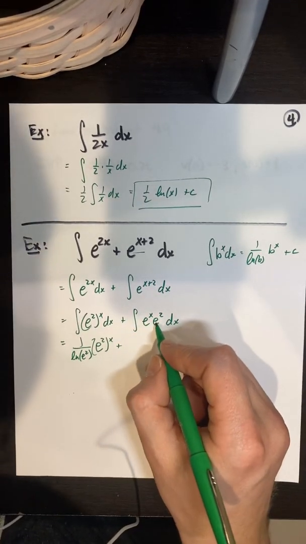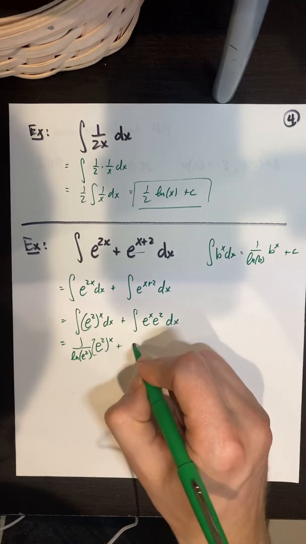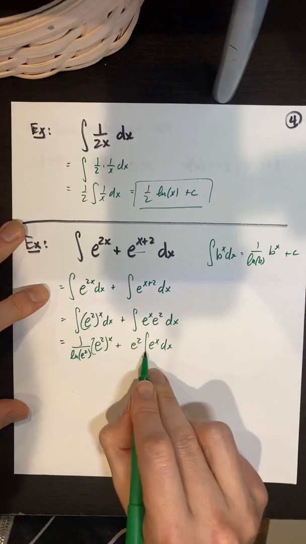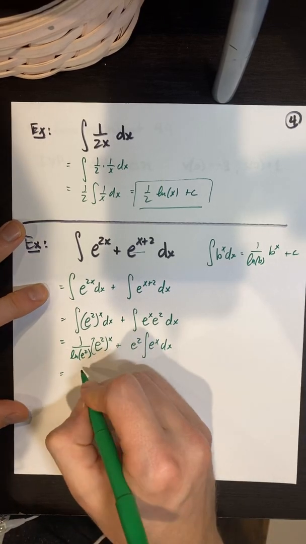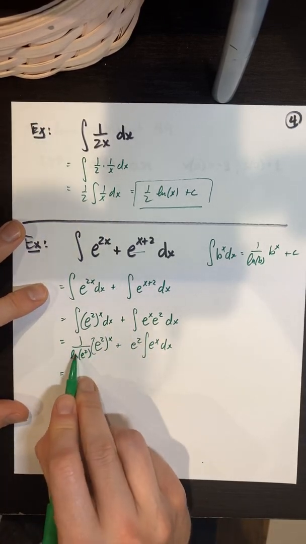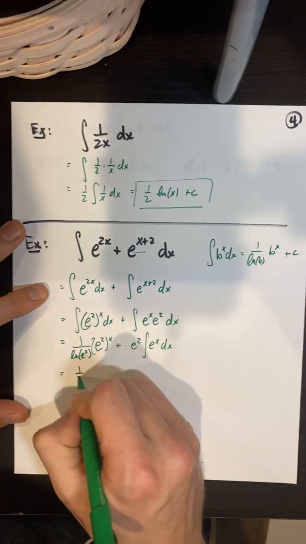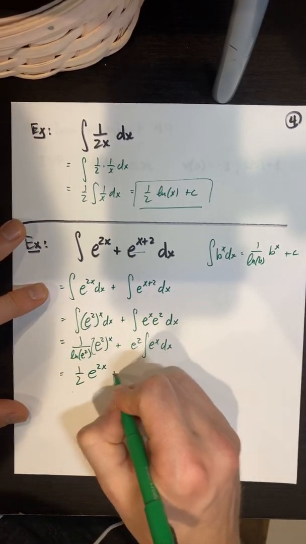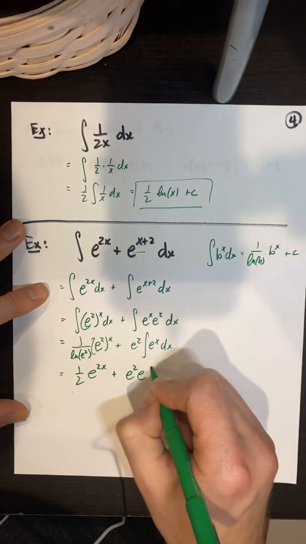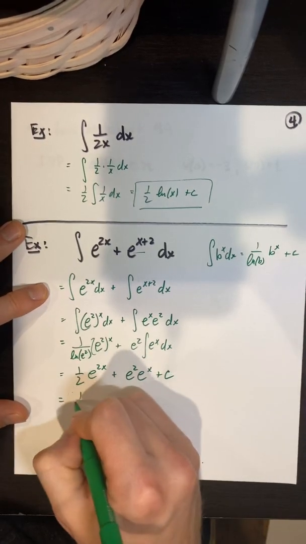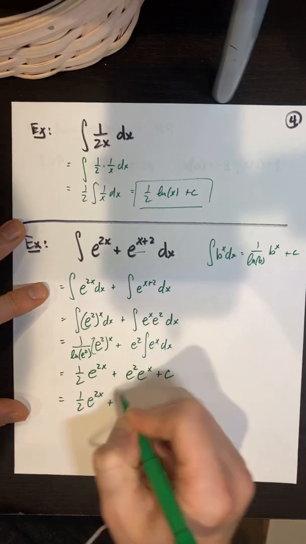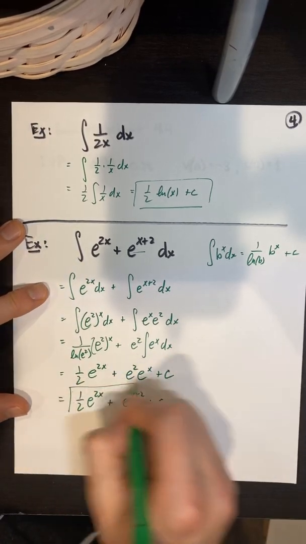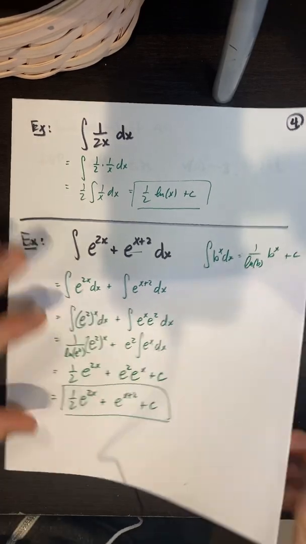Plus, now look, this e squared is a constant, so I can bring that through the integral. Now what's the antiderivative of e to the x? Well, that is e to the x. Also, what is ln of e squared? That's just 2, because the ln and e cancel. And here I get 1/2 e to the 2x plus e squared times e to the x plus c. Simplifying a little bit, we can rewrite this again as e to the x plus 2. So there's my antiderivative.